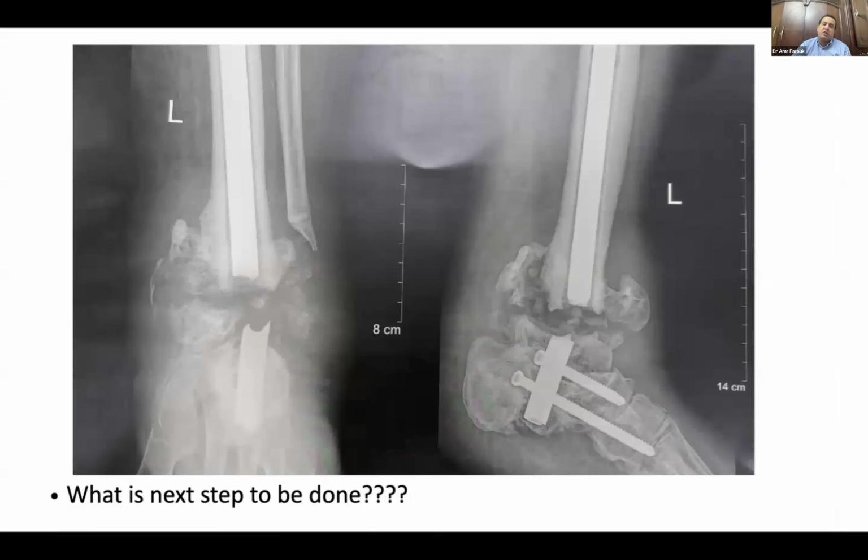So unfortunately, this is what happened later on after the patient started to weight bear once more. So it's becoming more complicated. What should be the next step?